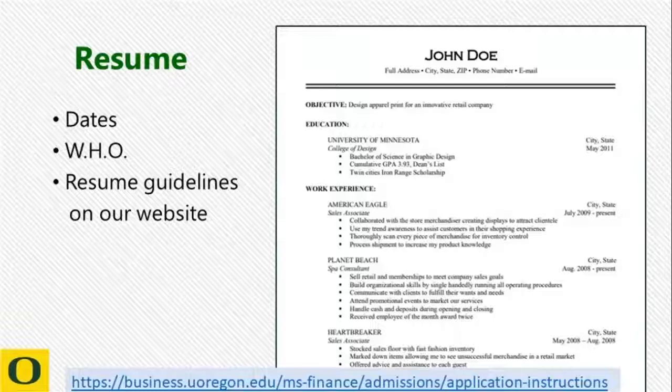So what were you doing? When were you doing it? And what other opportunities have you taken advantage of? Those are things you always want to make sure that you're including. If you don't have work experience, do you have volunteer experience?